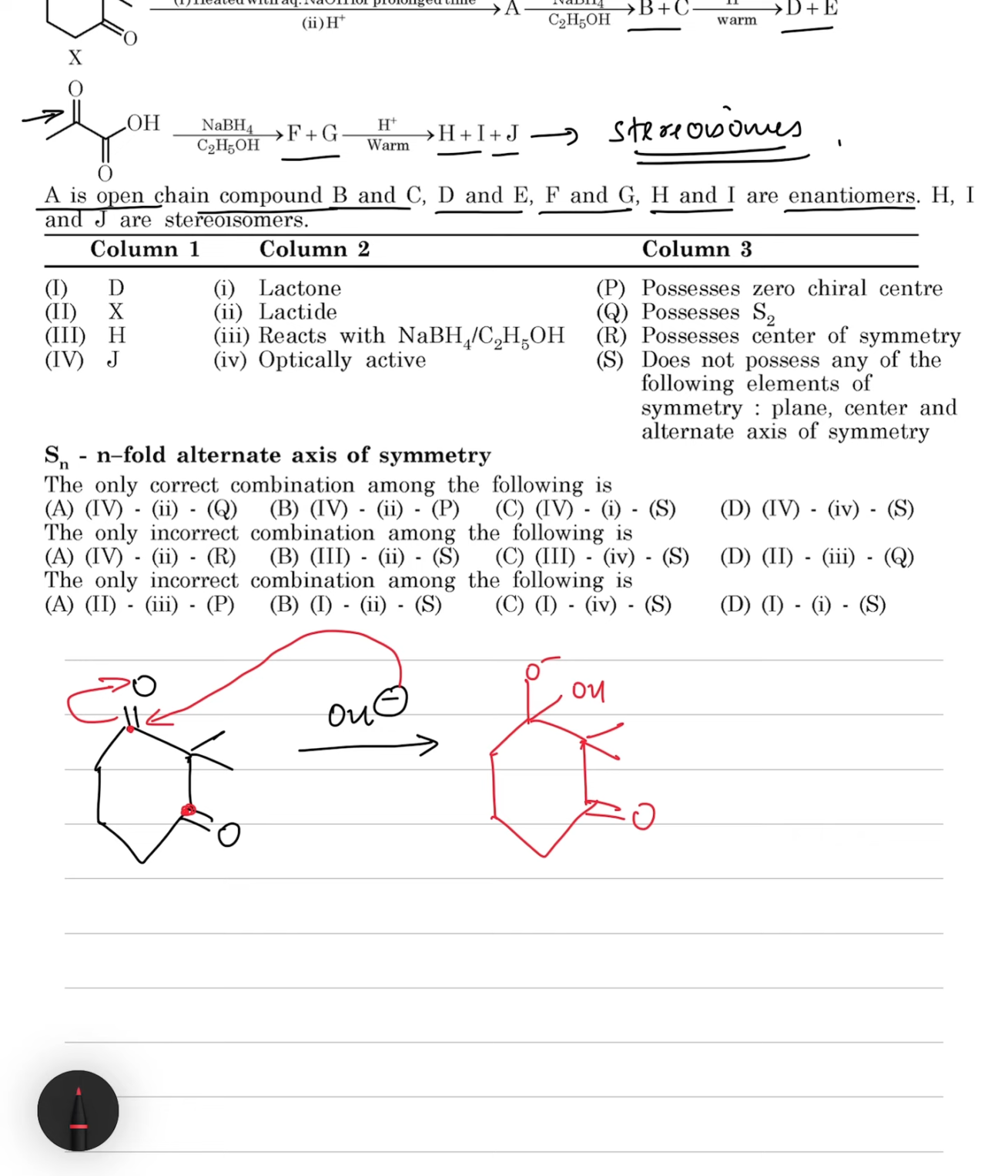Now because it is an unstable state, what will happen? This negative charge will go back to make the double bond like this, but the moment it goes back to make the double bond, this carbon will become pentavalent, which is not possible.